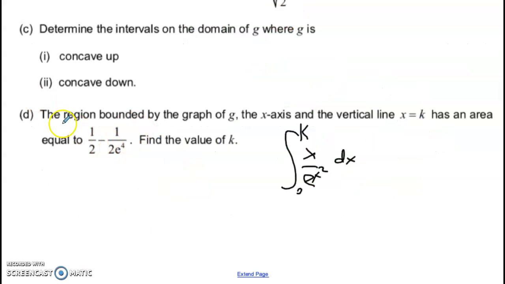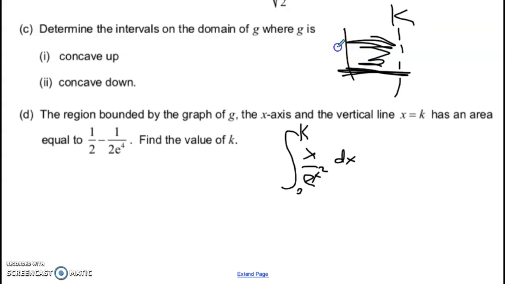Under part D, we're giving you a region bounded by the graph of G and the x-axis, which is like this guy right here, and a vertical line, x equals k. So wherever our graph is over here, this is our vertical line k. Who knows what that graph looks like because we don't have a graphing calculator. But this is what I'm trying to find. And I want to show that the area is equal to this.